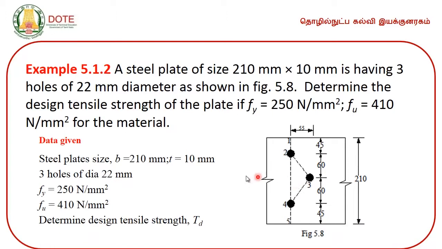And in the second example, we can see a plate which is subjected to tensile force, but having holes in a staggered position. The pitch of the holes is given as 55 mm, and the gauge of the holes is given as 45 mm. Diameter of the holes is given as 22 mm, with 3 holes. The cross section of the plate is 210 mm in breadth and 10 mm in thickness, and the mechanical properties of the material are given as Fy, yield stress, and Fu, ultimate stress. We are going to find out the design tensile strength of this plate.